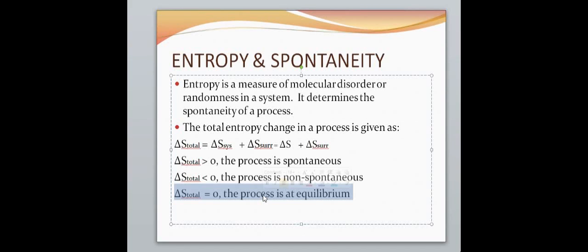I gave you an example of an ice cube. There are many other examples wherein it doesn't happen spontaneously. For example, if I have to convert liquid into ice, will it happen naturally? No. I'll have to keep it in a freezer. So it's a non-spontaneous process. Unless I change the temperature, liquid will never become ice. So that's how entropy and spontaneity work.